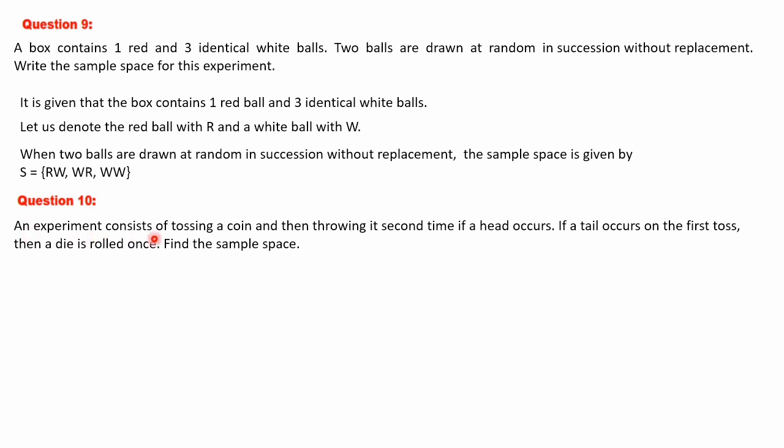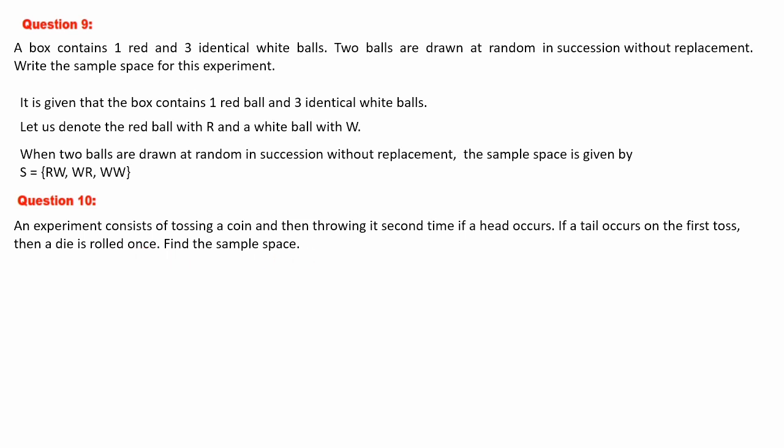An experiment consists of tossing a coin and then throwing it a second time if a head occurs. So when you are tossing a coin, you will have two chances: either head will come up or tail will come up. And you toss the coin a second time if a head occurs. Only head coming means you will toss the coin once again. If a tail occurs on the first toss, then you roll a die.